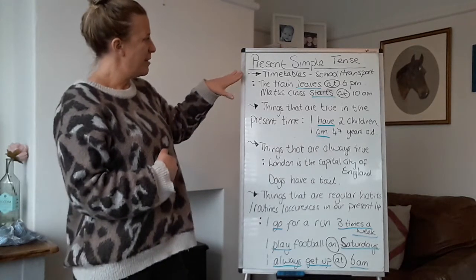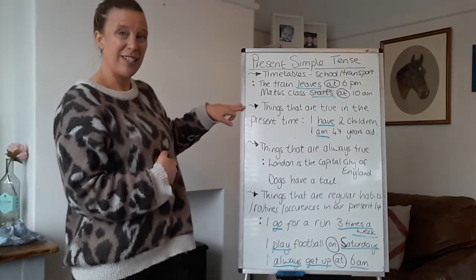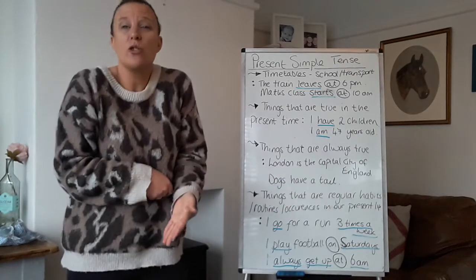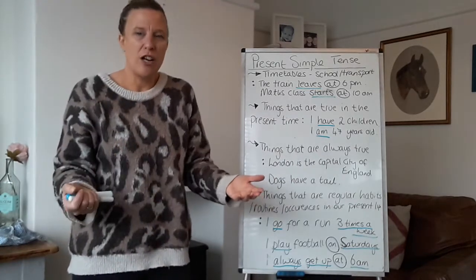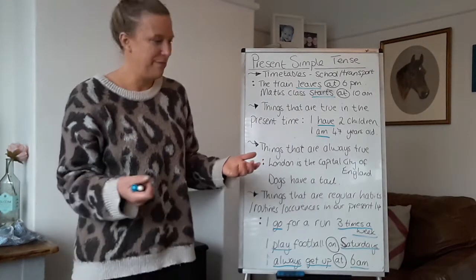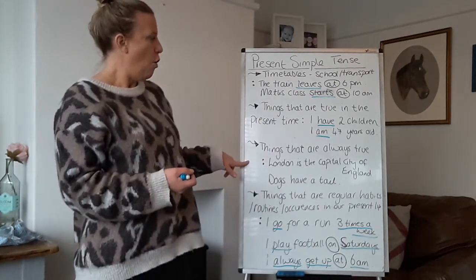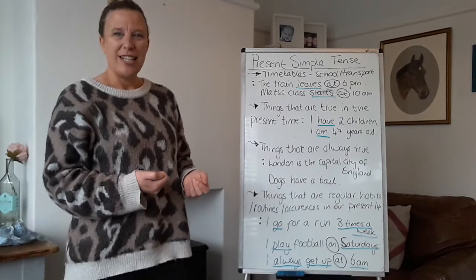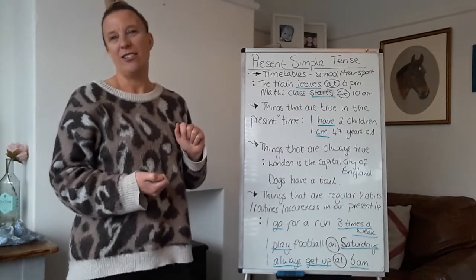Okay, so present simple tense, we use it for things that are true in the present time. I have 2 children. I live in Salisbury. I work at Alert Training. I am 47 years old. My name is Sarah. Things that are always true. London is the capital city of England. Dogs have a tail.